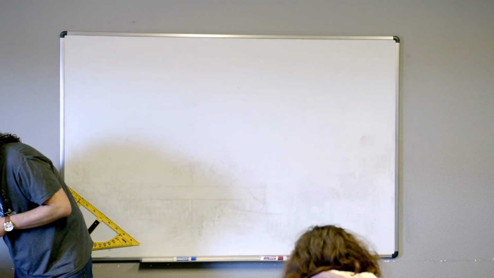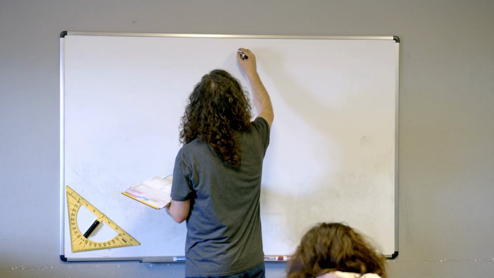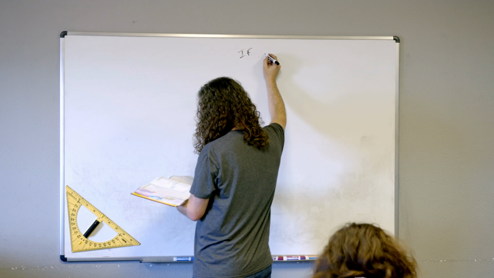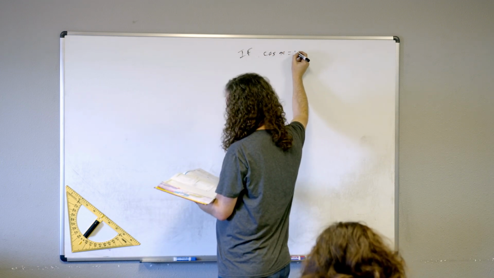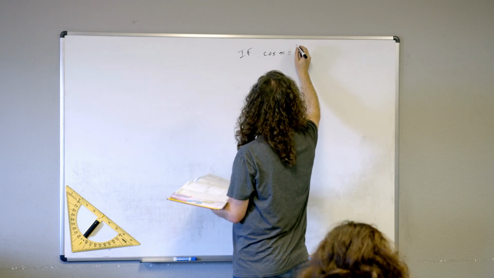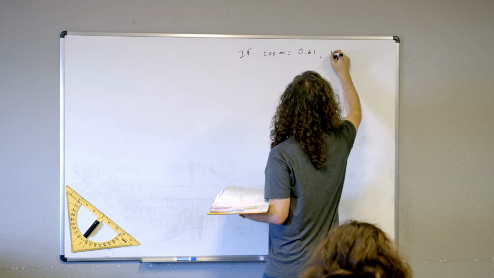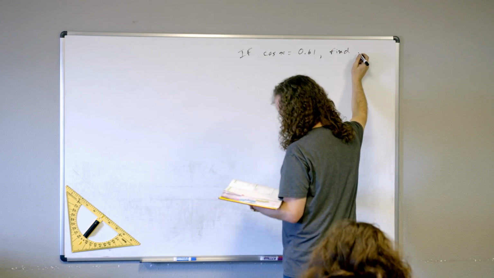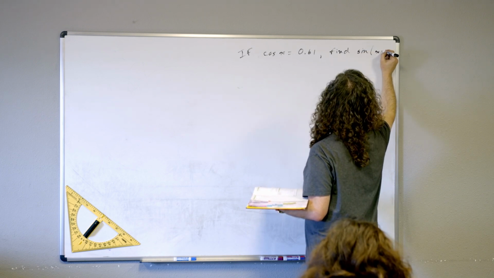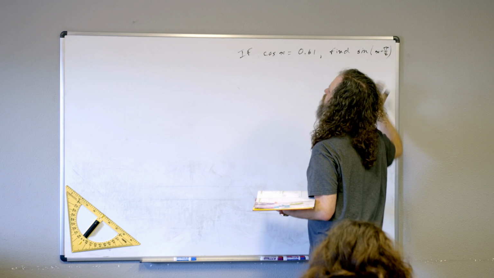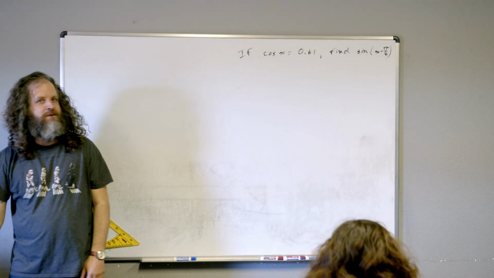So 18 is if the cosine of x equals 0.61 times the sine of x minus pi over 2. So, what should we do?